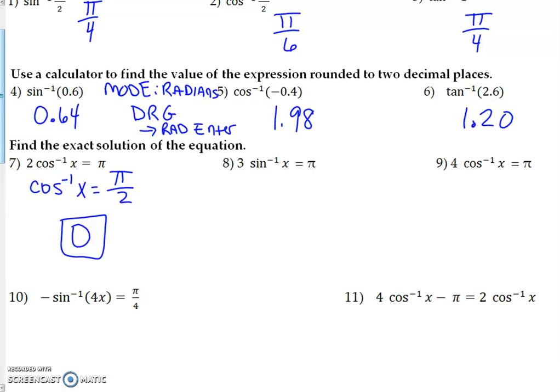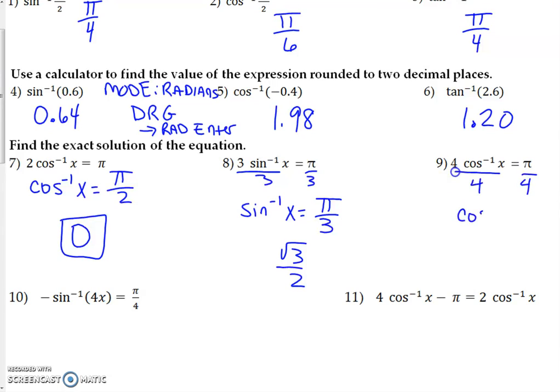Next one, you're just going to divide both sides by 3. So we have inverse sine of x equals pi over 3. Again, you're going to look that up on your table, and we get square root of 3 over 2. All right, problem number 9, dividing both sides by 4. We have inverse cosine, so we're going to look it up in our arc trig table, our little half sheet, and we get square root of 2 over 2.